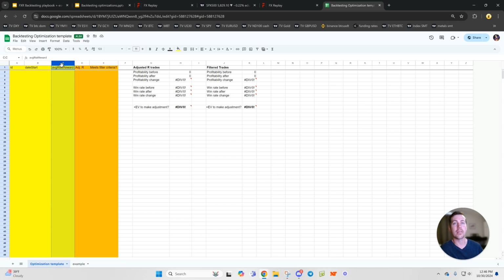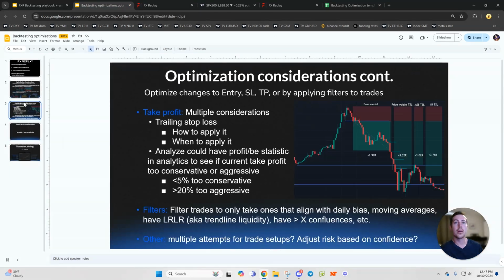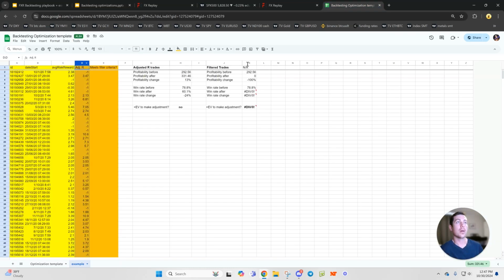But the main one is this average risk to reward. So this is the actual results from all of the trades that you took, and I have an example here. So this is from this gold backtest that I showed you guys a few weeks ago. And then once you've input these fields and you just paste values when you drop them in here, the main thing that we're going to be adjusting is taking a look at this adjusted R. So of all these different potential optimizations to take profit, stop loss, entry, filters, etc., what are basically the results of these new trades?